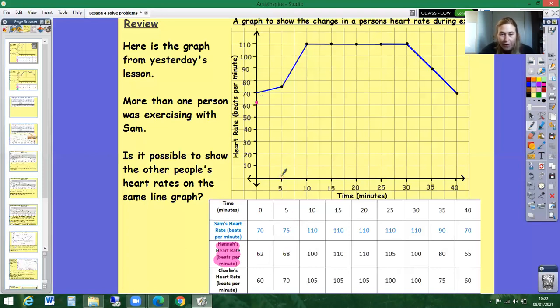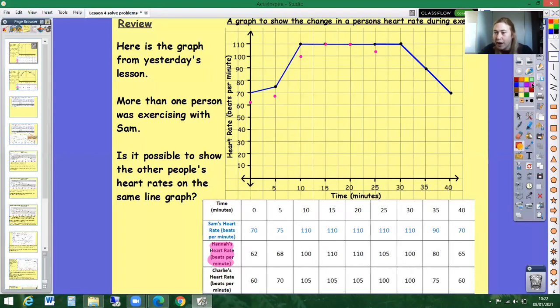At 5 minutes, it was 68, so I'll go to 5 minutes and plot the point 68, which is probably about there. 10 minutes was 100, so again, I'll plot my point accurately, and then we've got 110 at 15 minutes. So actually, we're now overlapping Sam's line, and then the next one overlaps Sam's line as well, and we've got 105. So I won't go any further than that, but just so you can see, I'm going to join the lines up. Oh, sorry, using the wrong one. Okay, there we go. And so now you can see that we've got Sam's information clearly, but we're also starting to see Hannah's line as well.